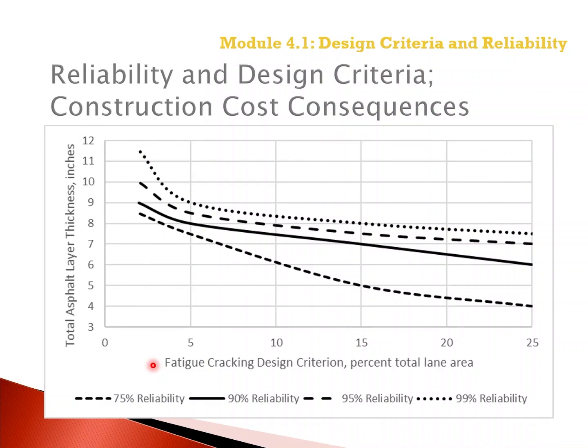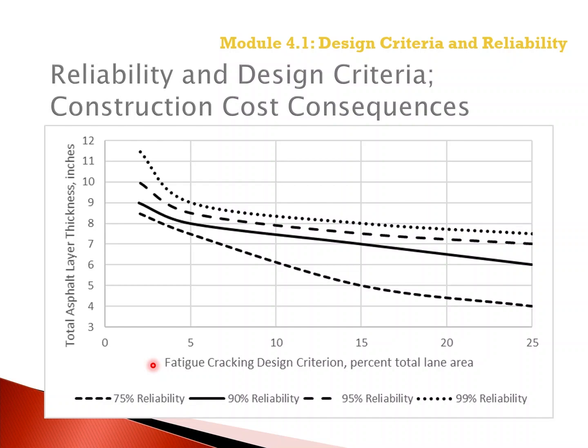So reliability and the design criteria versus construction cost consequence is displayed in this graph. This graph illustrates the impact of the design criteria for fatigue cracking on the total asphalt layer thickness required for different reliability levels. Again, just to reinforce that both of these values have a big impact on the required layer thickness for all pavement design strategies, not just asphalt, but jointed plain concrete pavement and continuously reinforced concrete pavement.